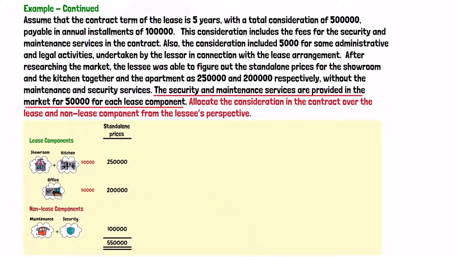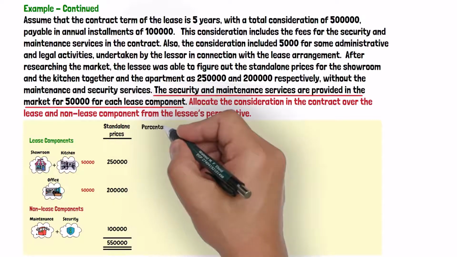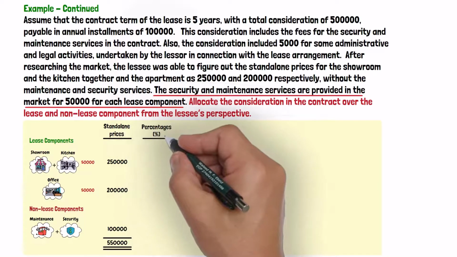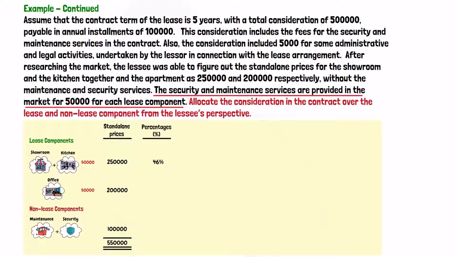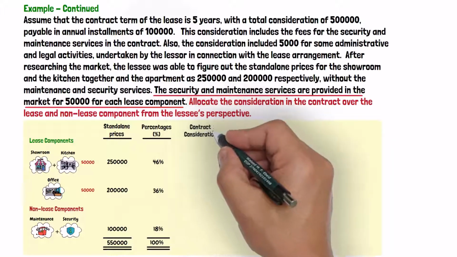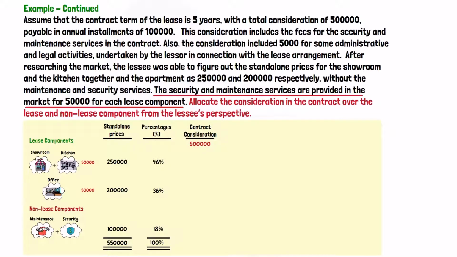Let us compute the percentages for each component from the total standalone prices. 46% for the first component, 36% for the second component, 18% for the last component, and here is the total of these percentages, which should be 100%. Now multiply the consideration in the contract, $500,000, by these percentages to get the share of each lease and non-lease component from the contract consideration.